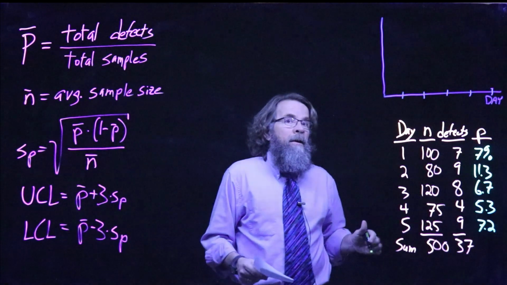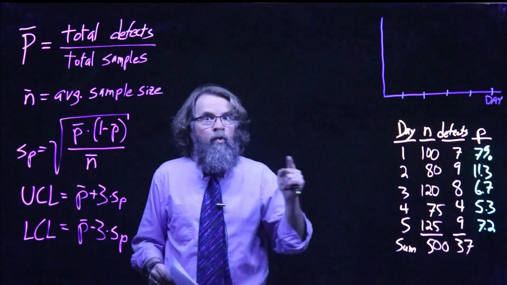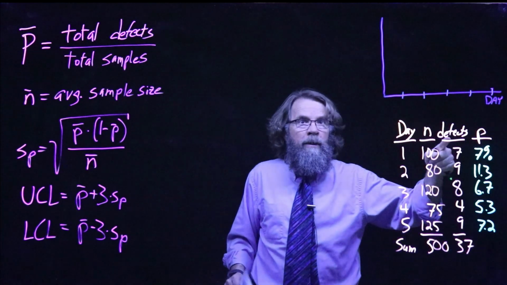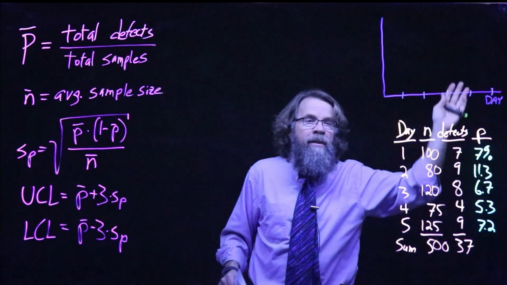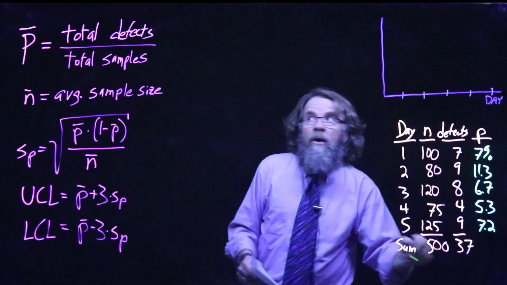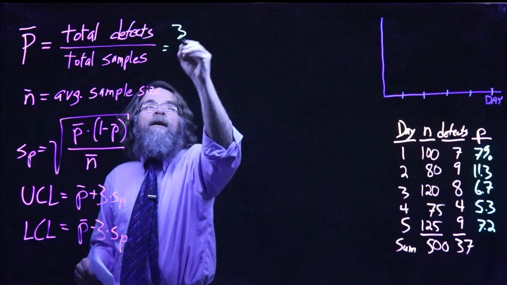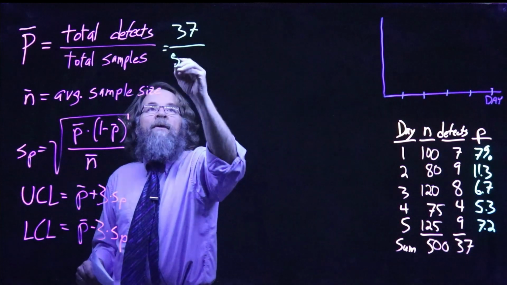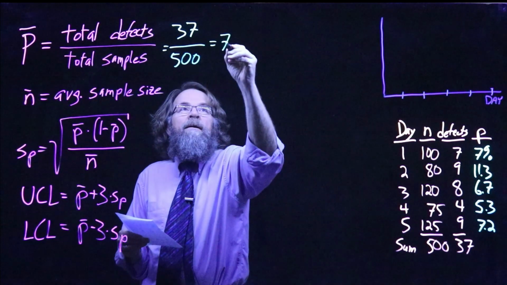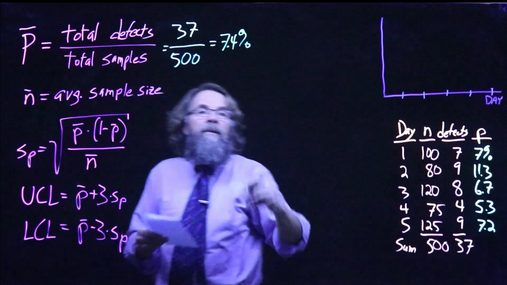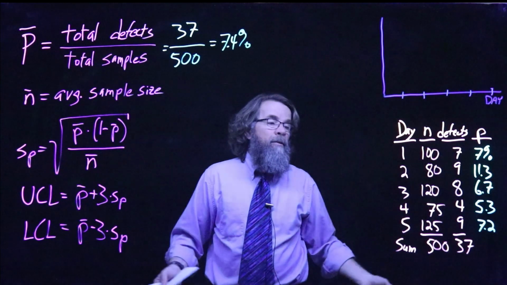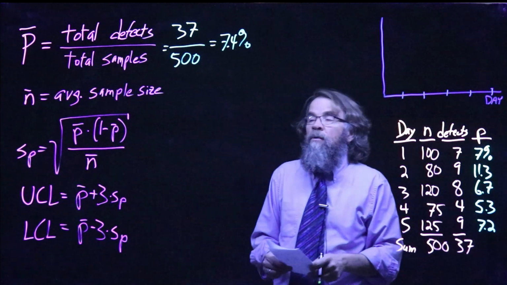So P bar, there are two ways a person could do it, and one of them is wrong. Do not just take the average of these numbers, because that will get you the wrong number and ruin everything. So what we want to do is look at the total number of defective items. We had 37 defective items out of the 500 items that we inspected, and so that gives us a defect rate, P bar, of 7.4%. So of all the things we looked at, the average defect rate, P bar, is 7.4%.